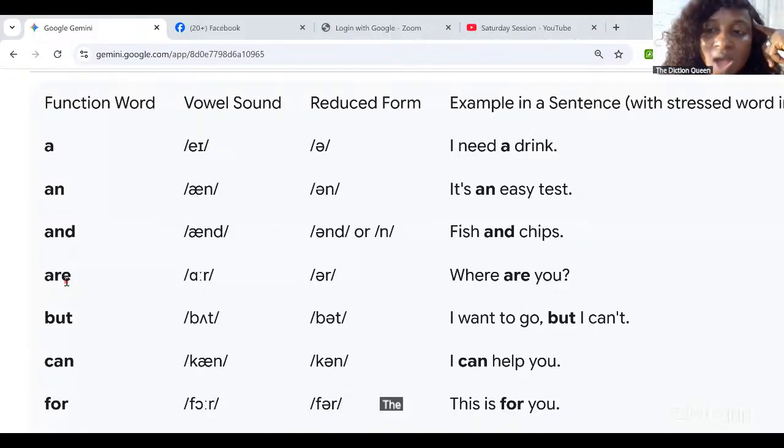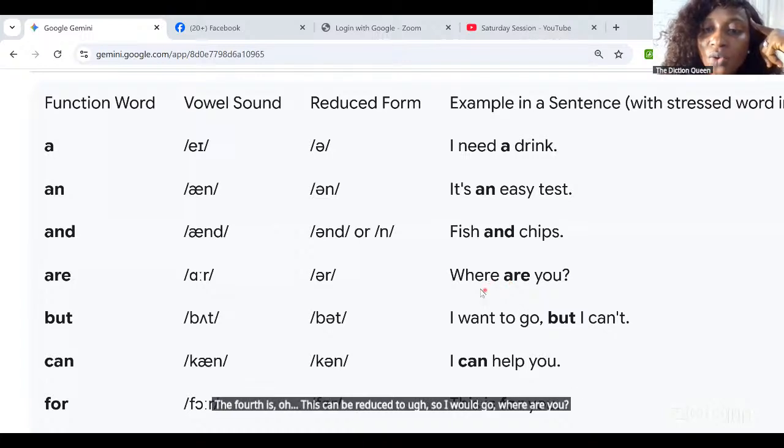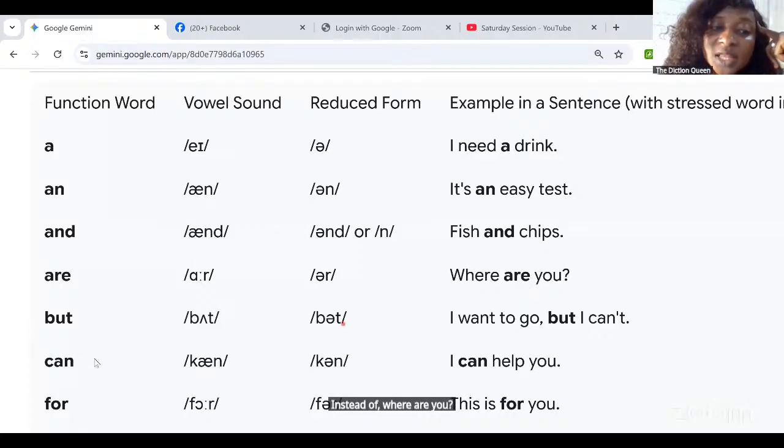The fourth is are. This can be reduced to uh, so I would go, where are you? Where are you? Instead of where are you? The next word, but. The vowel can be reduced into a schwa. You have but. I want to go, but I can't. Instead of I want to go, but I can't. Can. The A there can be reduced into a schwa. It becomes can. I can help you. Don't say I can help you, except you're emphasizing.